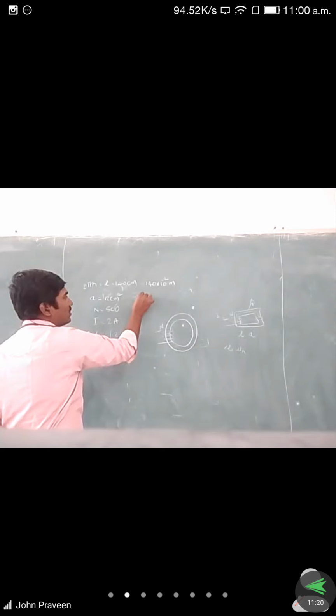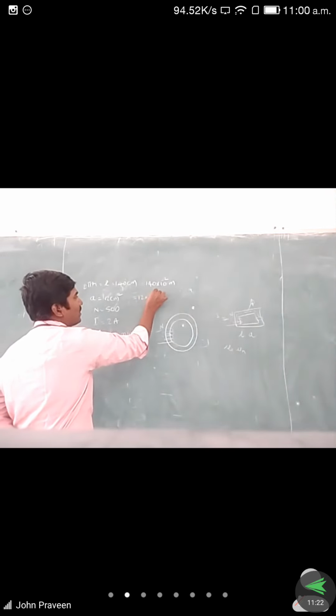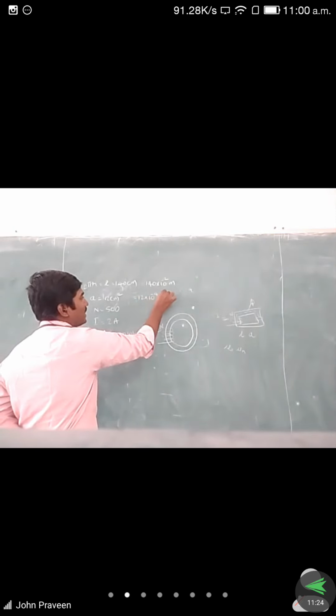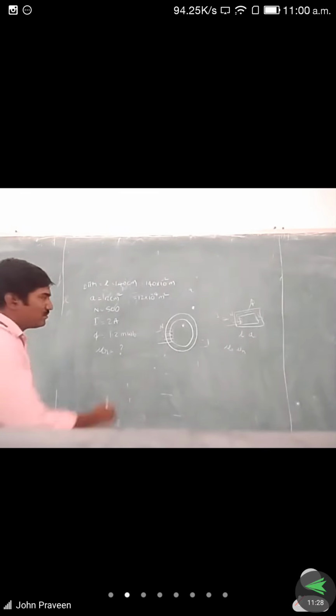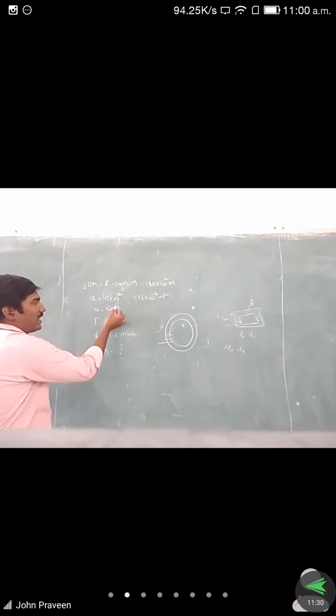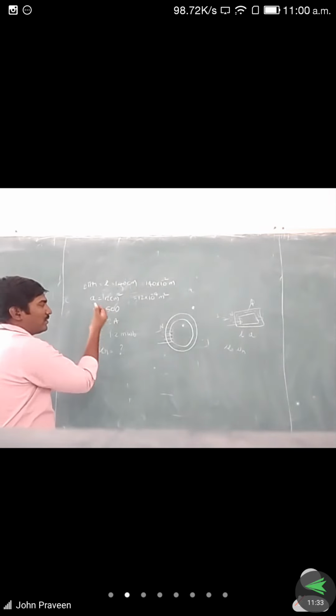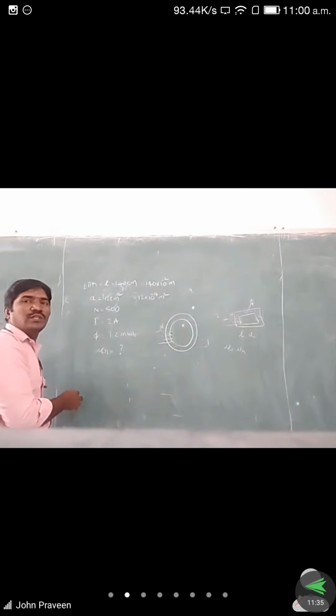So that implies 12 into 10 to the power of minus 4 meters square. There is no need to convert the number of turns because there is no unit, directly 500 we are keeping. The I value is also 2 amperes. There is no need to change.